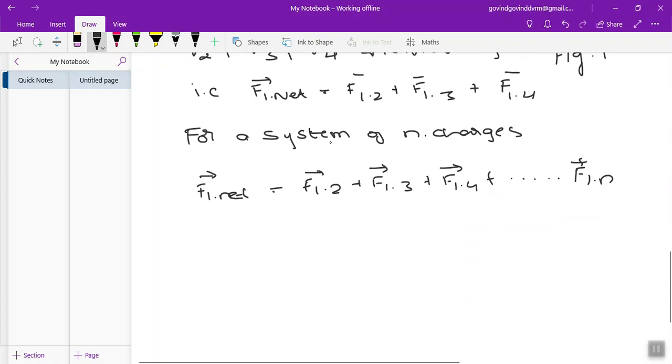And for a system of n charges, we can use the same formula: F1 net is equal to F1,2 plus F1,3 plus F1,4 and so on for n charges.